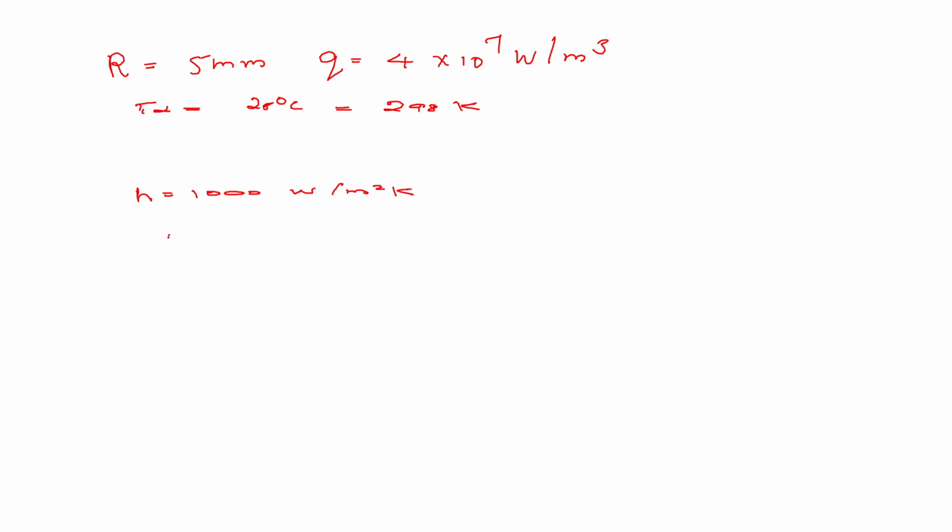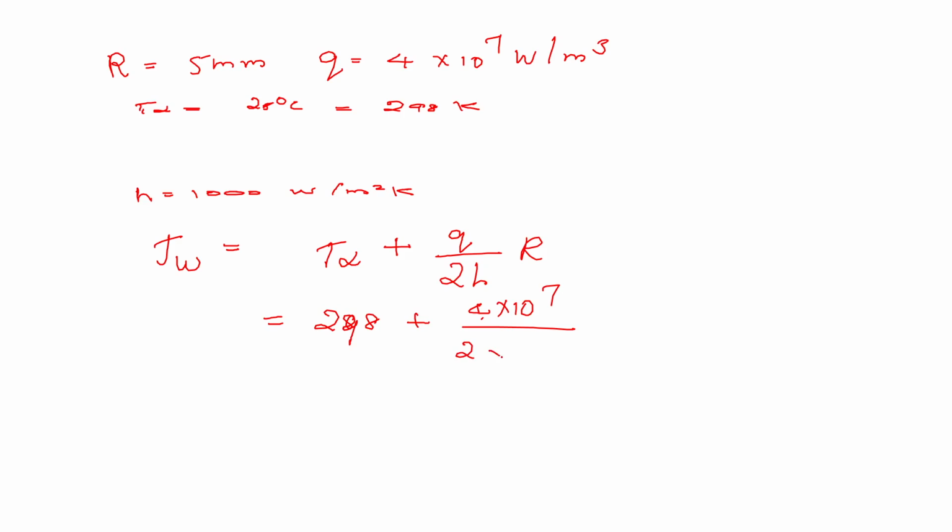Now you have to calculate the surface temperature Tw, that will be T infinity, which means surrounding temperature, plus Q times R divided by 2H. So you can give the values here: 298 plus Q value is given 4 into 10 to the power 7 divided by 2 times 1000 times radius, which is given in millimeter. You have to convert it into meter, it will be 10 to the power minus 3. Then here you have to find the value of the temperature Tw, that is surface temperature of the system.